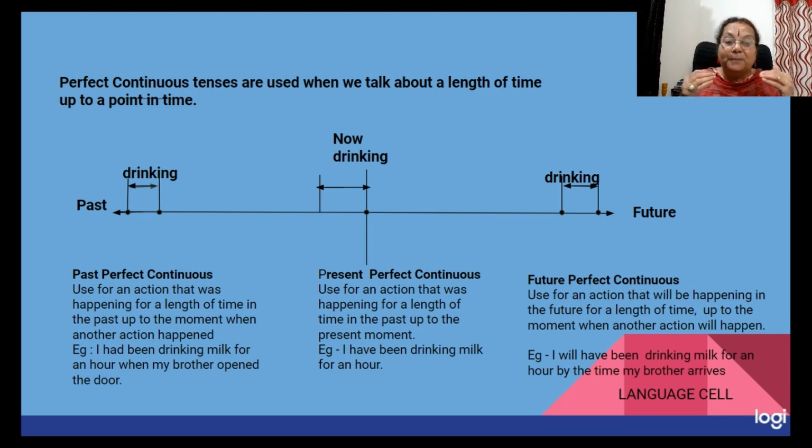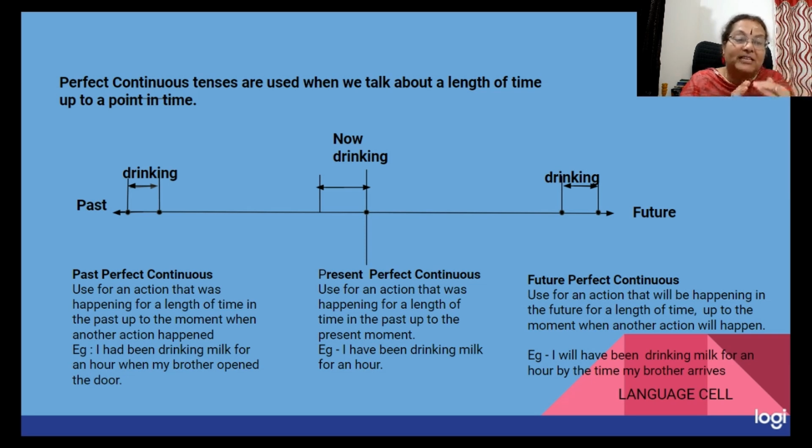Now see the present perfect continuous. It is used for an action that was happening for a length of time in the past up to the present moment. I have been drinking milk for an hour. From one point till now, the action was happening. Got it? Till now I have been drinking milk for an hour.